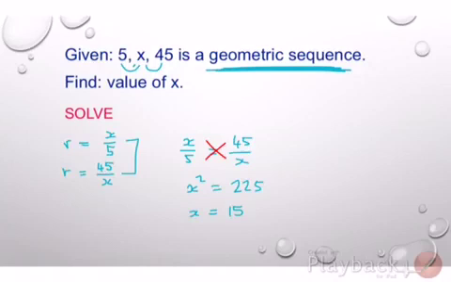So my x in my sequence was 15, and then just go back and check that that makes sense. My ratio is 3, so 5 times 3 is 15, 15 times 3 is 45, so I've checked.